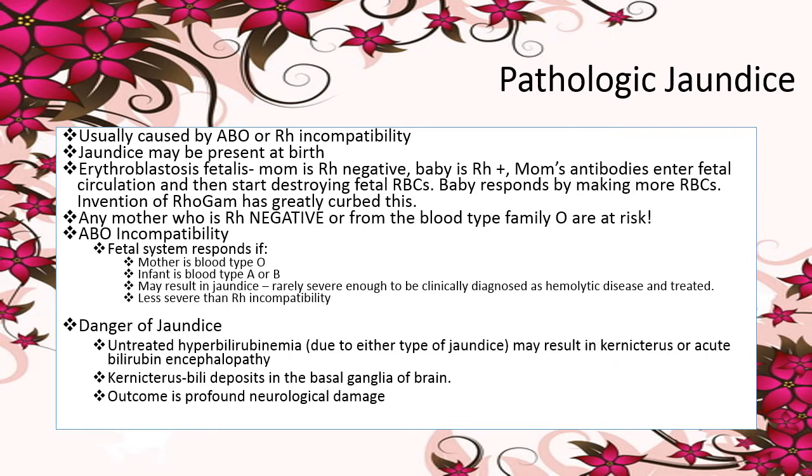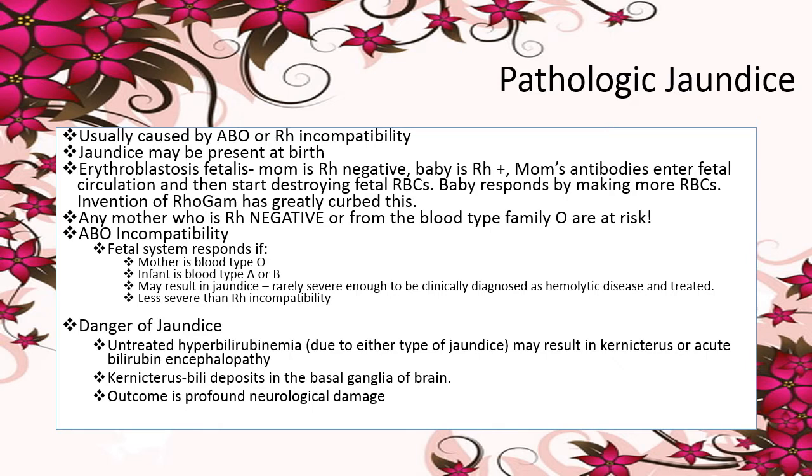Any mother who is Rh negative or from blood type family O is at risk. Because of the ABO incompatibility, the fetal system will respond if the mother is blood type O and the infant is blood type A or B. It could result in jaundice. It's rarely severe enough to be clinically diagnosed as hemolytic disease and or treated. It's less severe than the Rh incompatibility.